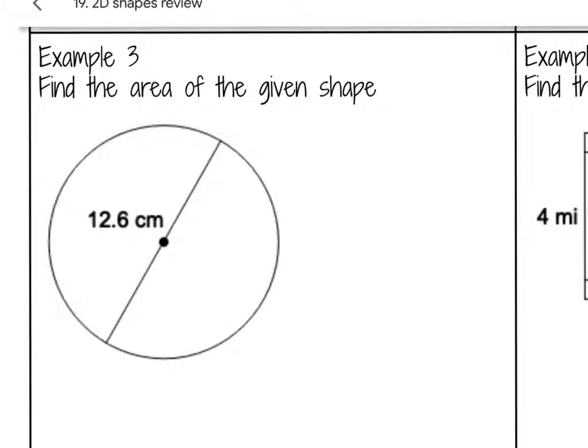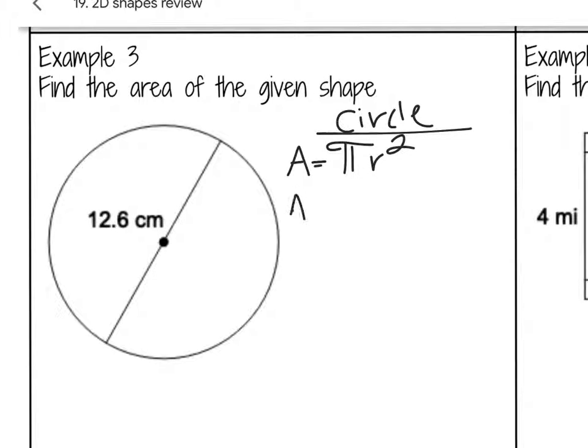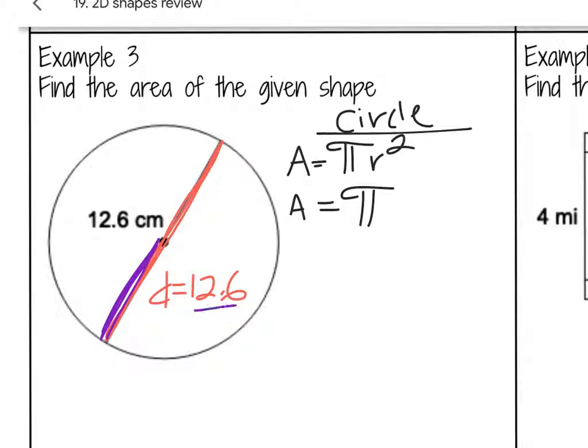Almost there. Example 3. This one's a little trickier. Well, first let's figure out what shape it is. It's a circle. The area is pi times the radius squared. So the area is pi. If we look over here, on the circle, I'm given the diameter. So if the diameter is 12.6, I only need to know halfway. So if I divide this by 2, that's going to give me my radius. 12.6 divided by 2 is 6.3. Circle that to hold on to it.